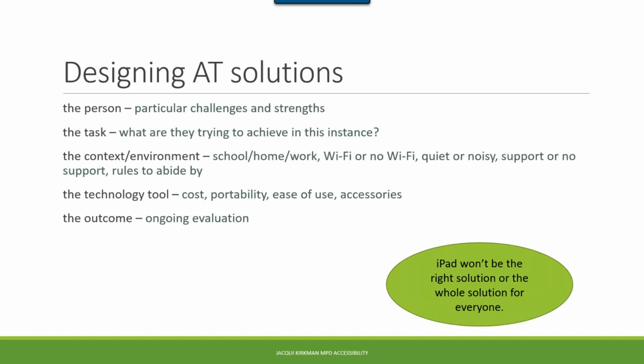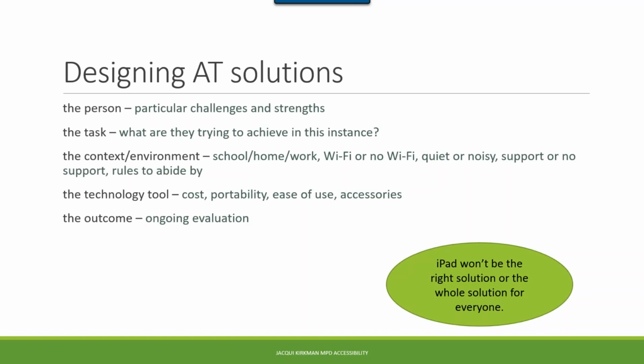So if we just break that down a bit, then the first variable is the person. So what are the person's particular challenges and strengths? If we're thinking about someone with a disability, then what are they able to do? What is challenging for them to do? The task, what is it they're trying to achieve? Is it communication with people around them? Is it managing school work or work? Is it just daily living? So what is the actual task that we're trying to achieve?